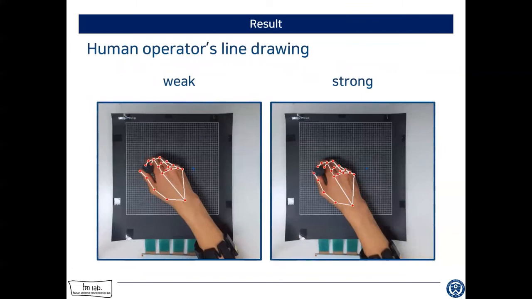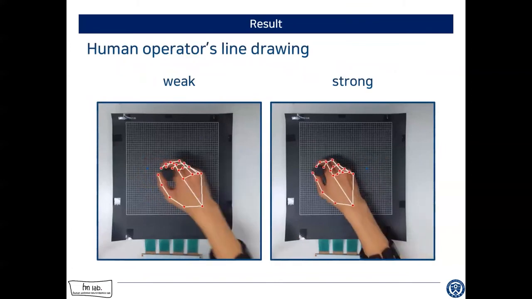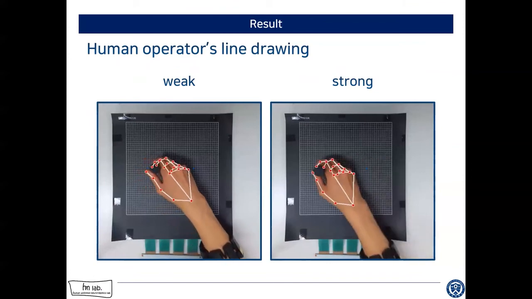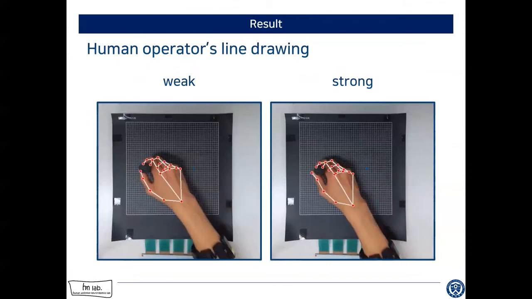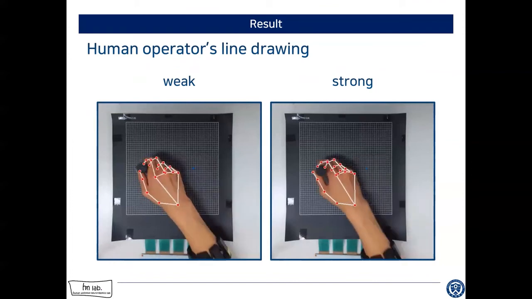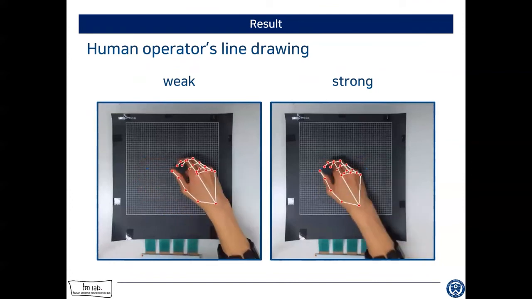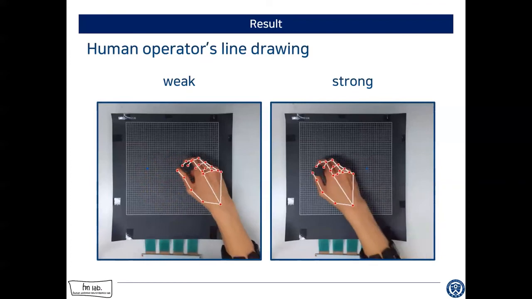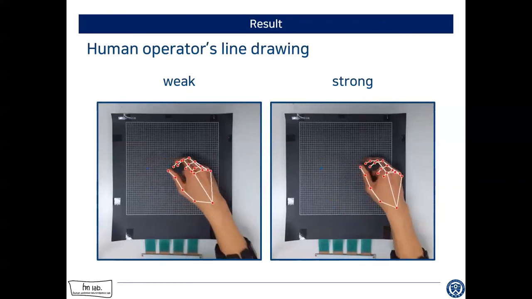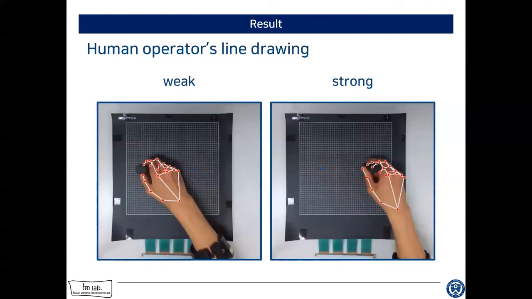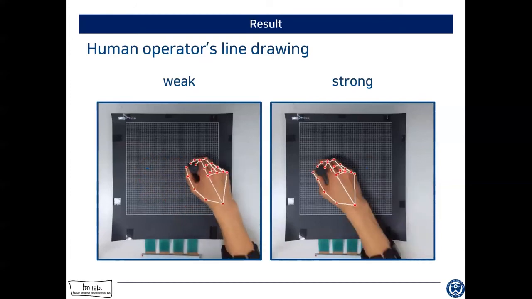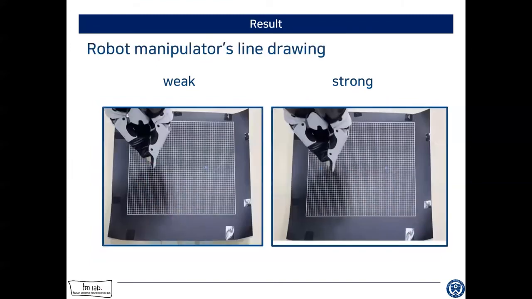From now, we show the experimental results. These 2 videos show the human operator's drawing motion, weak and strong case respectively. From these videos, we can easily obtain kinematic information by using joint skeleton extraction. Also, dynamic information was inferred by analyzing muscle synergy and was transferred to the robot as well. We note that the pressure mat in the video is not used to transfer a force command to the robot, but used to check the human operator in applying weak or strong force.